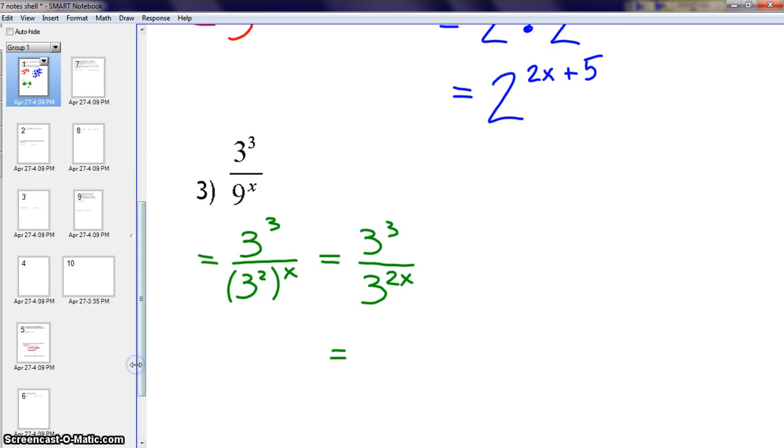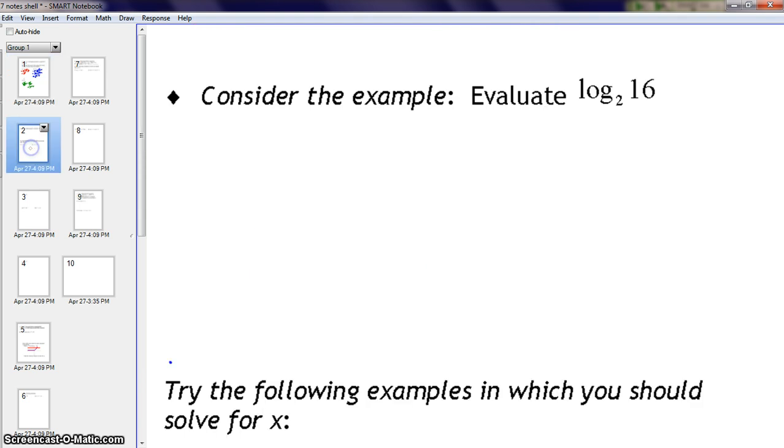In question number 3, the common base is 3. So again, I would write the 9 as 3 squared, and a power to a power means I multiply right here. And then when I'm dividing and I have the same base, I subtract exponents. So this should be your 3 answers for the warm-up. We're going to build on that idea today when we are solving exponential equations. We also will be solving some logarithmic equations. So let's take a look at the next part of your notes.